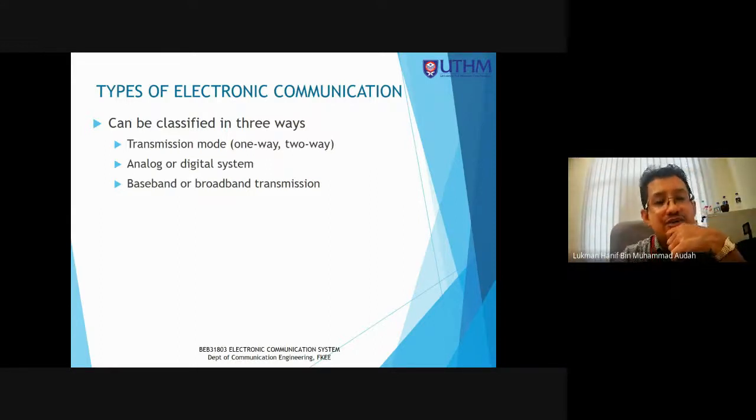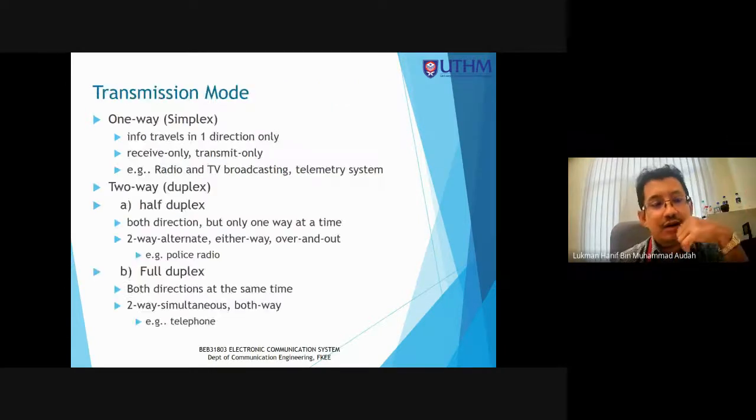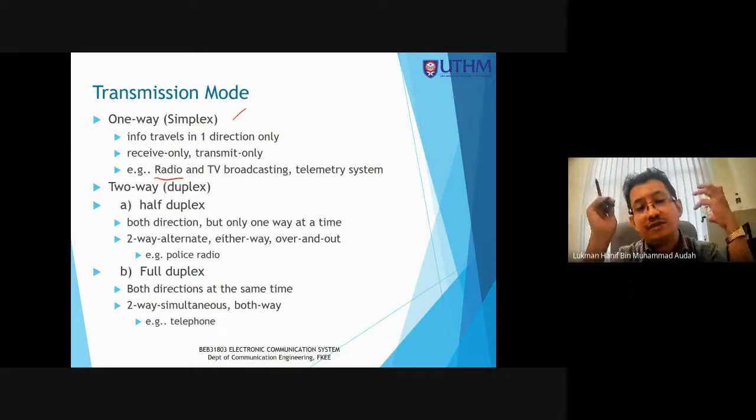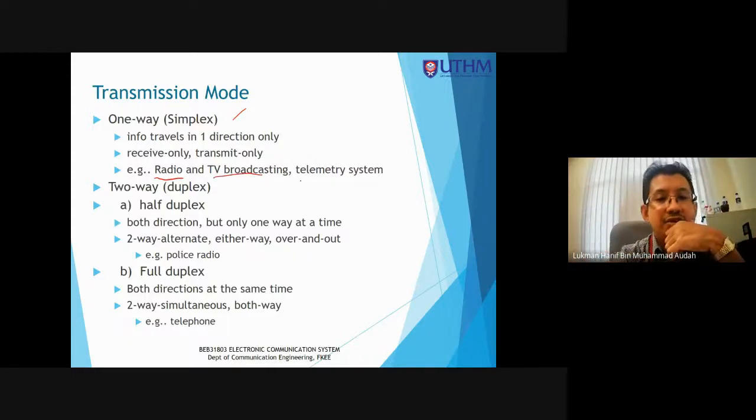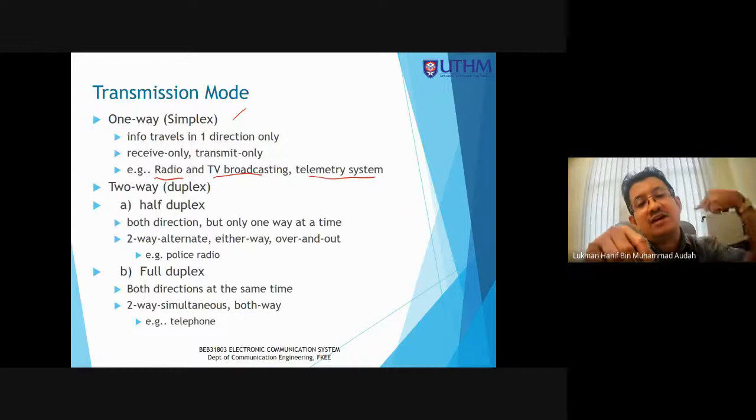Okay, kalau transmission mode kita lihat dia ada 1 way or 2 way. So we have one, a simplex. Information travels in one direction only. You can only receive or transmit only. Contohnya apa? Radio. You cuma boleh dengar radio, tetapi you tak boleh hantar signal kepada radio station. So you only receive the broadcast. Okay, TV broadcasting, telemetry system. So this is 1 way, satu arah saja. Okay, there's no return path.